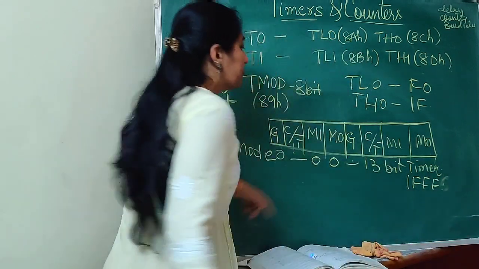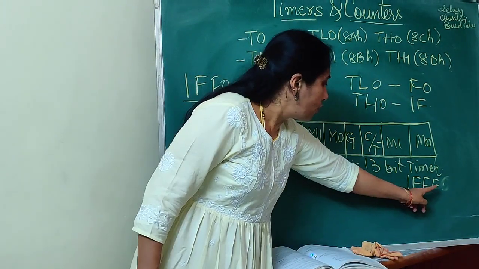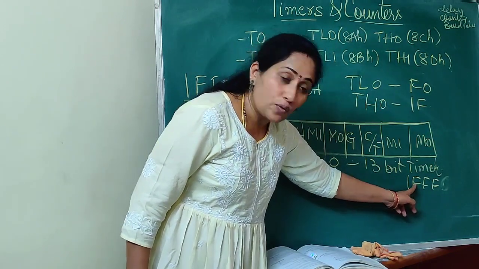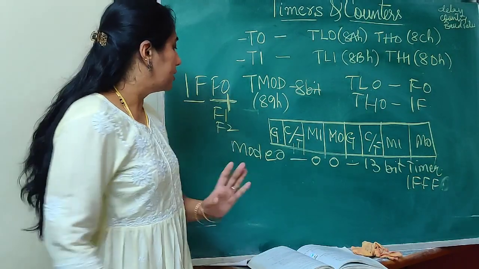This is going to be the 13 bit. You can see over here, F is 4 ones. 4 plus 4 plus 4 is 12, 12 plus 1. This is going to be 13 bit.